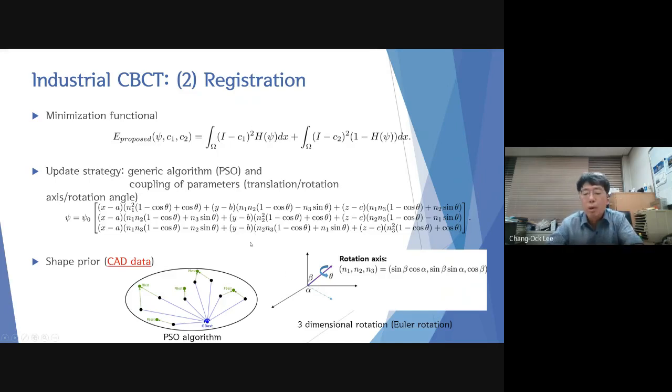So we minimize this, and in order to minimize, we can use the gradient descent method, but in this case that's not easy, because this is too complicated. So instead of using gradient descent, which requires derivatives, we use a generic minimization algorithm called PSO, particle swarm optimization. This is very heavy, but we can do it.